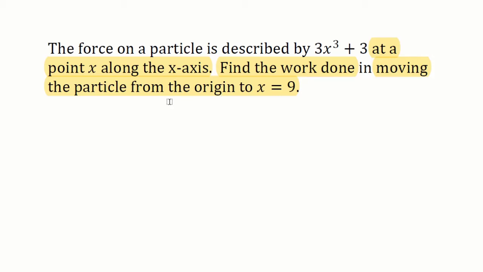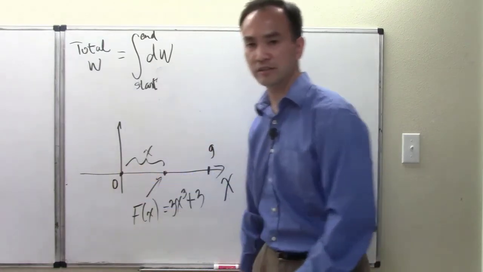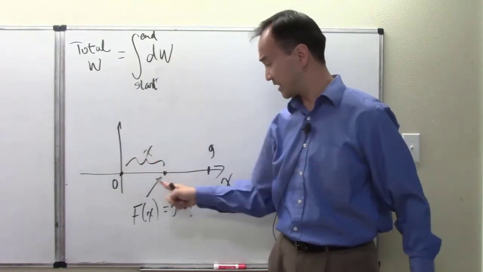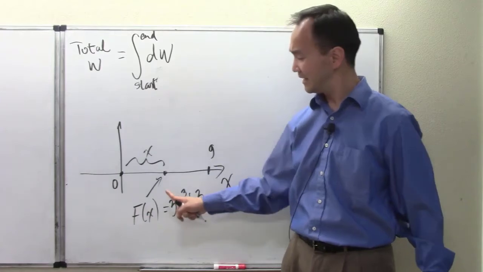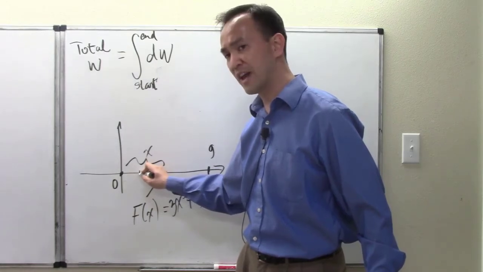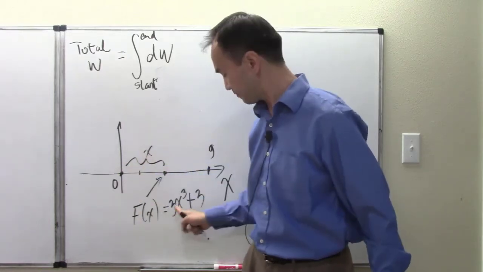Okay, so moving the particle from the origin to x equals 9. Those are the pieces of information that should catch our attention by now. So 9 is the final destination here, and 0 is the origin right there. That's why, as I said earlier, we don't need to question how they came up with this force formula. But at each different point on the x-axis, the force amount changes. That's what it is.